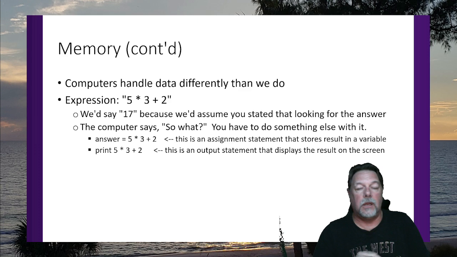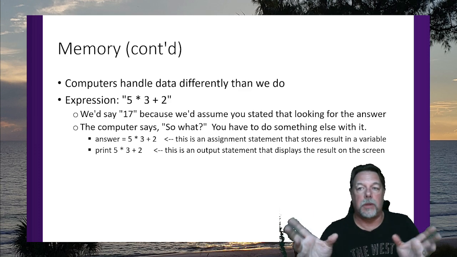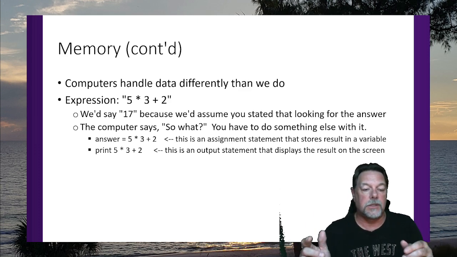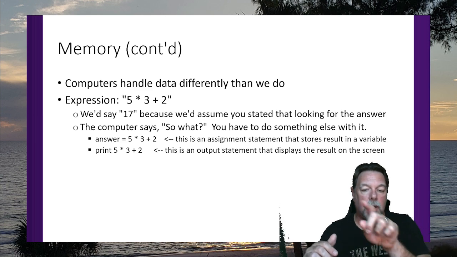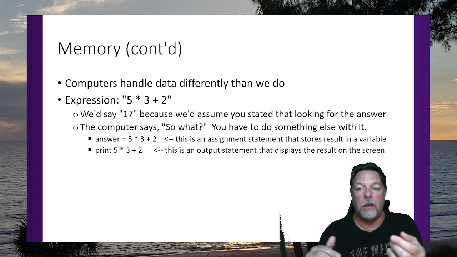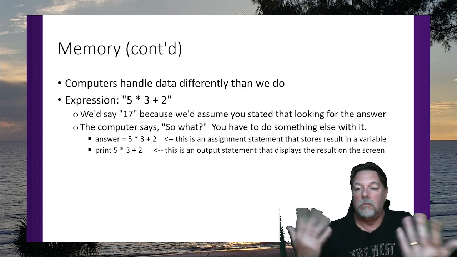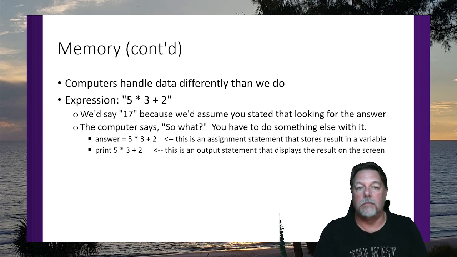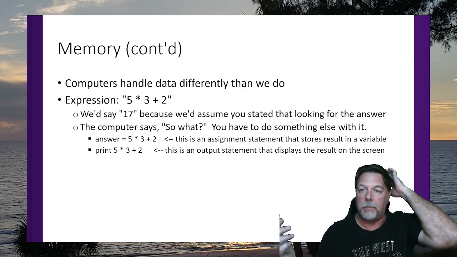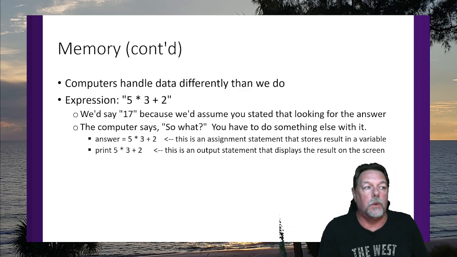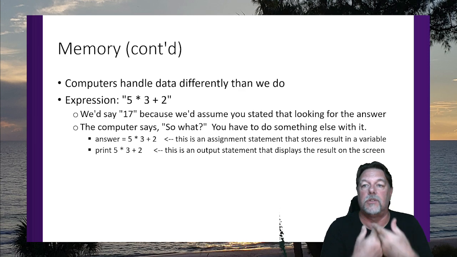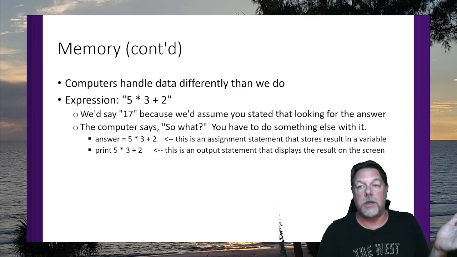So, we would all assume that that's what we meant by that expression. Well, if I type that into a Python program, 5 times 3 plus 2, and hit enter, it's going to say, I evaluated that expression. I came up with a value of 17. So what? What did you want me to do with it? You just said it, and it's valid, but you didn't tell me anything to do with it. So to be useful, what we would usually do is, instead of just making an expression, we would create an assignment statement.